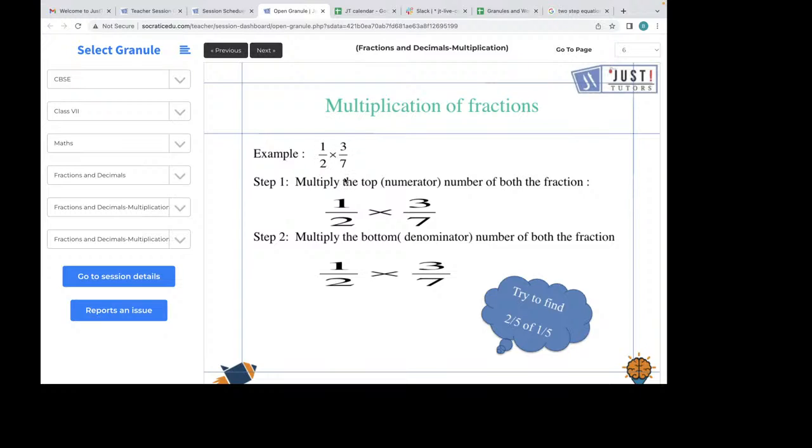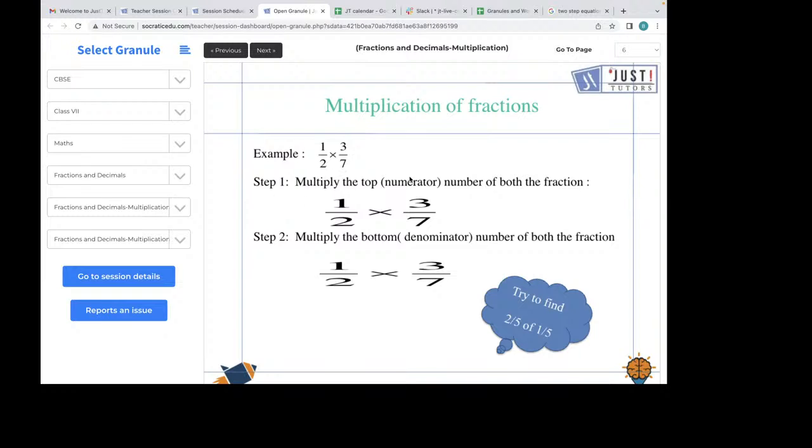1/2 multiply 3/7. So these are the two fractions we have. In this I have this numerator and denominator. In this as well I have this numerator and denominator. इसमें numerator क्या है, इसमें 1 है, इसमें 2 है, इसमें 3 numerator है और denominator क्या है, 7.